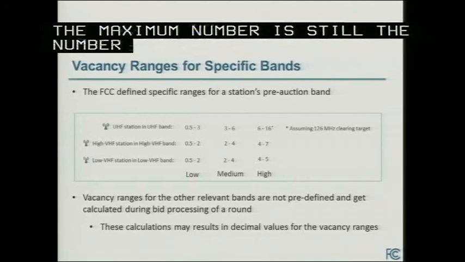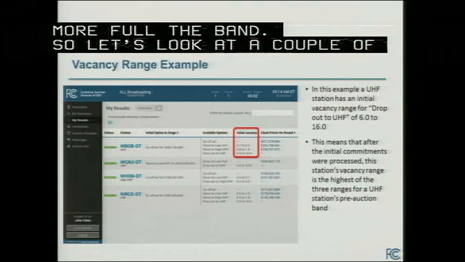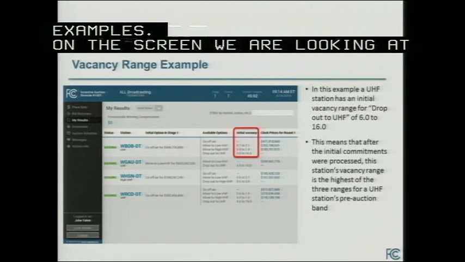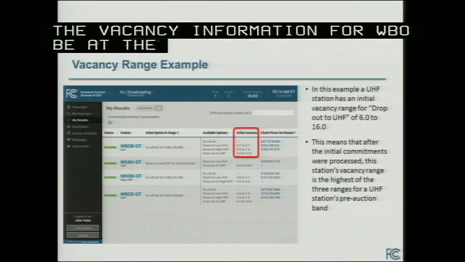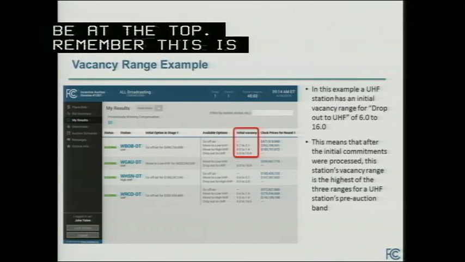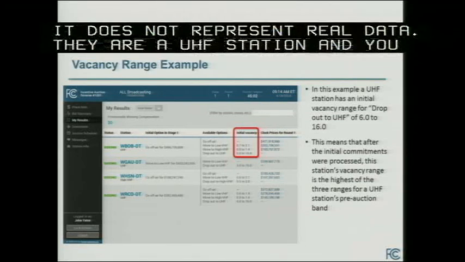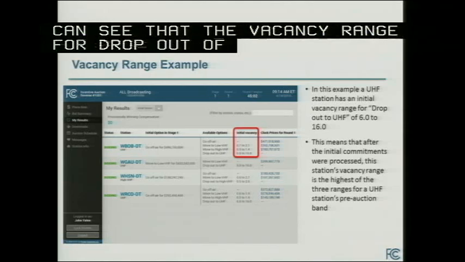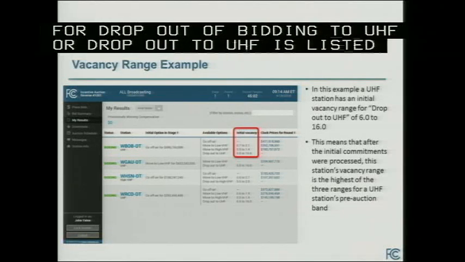So let's look at a couple examples. On the screen, we're looking at the vacancy information for WBOB there at the top. And remember, this is examples for illustrative purposes only. It does not represent real data. WBOB is a UHF station. And you can see that its vacancy range for drop out of bidding to UHF is listed as 6.0 to 16. This is one of those predefined ranges because this is the station's pre-auction band.